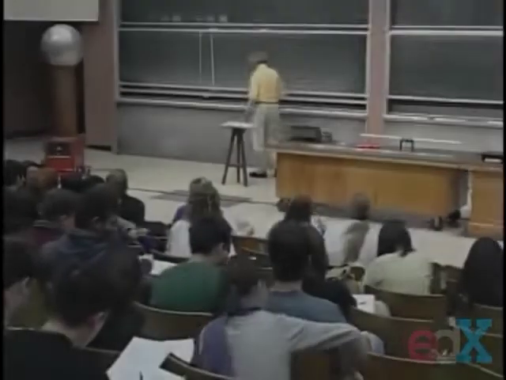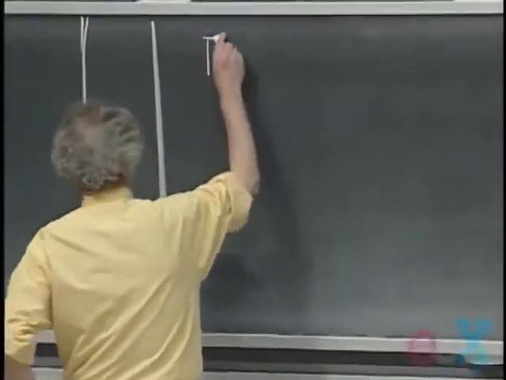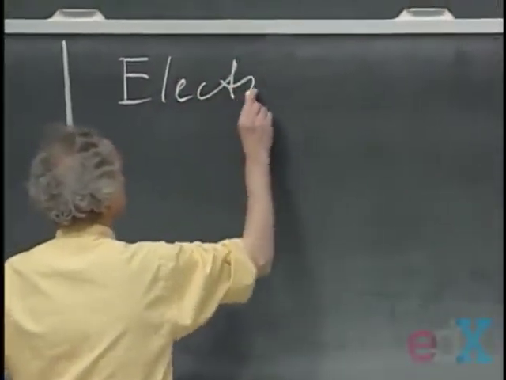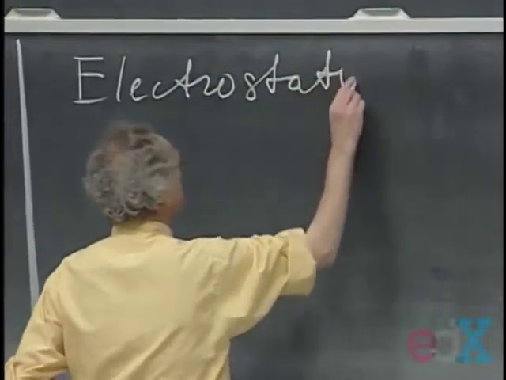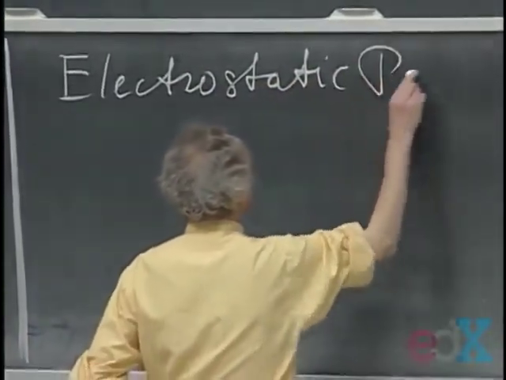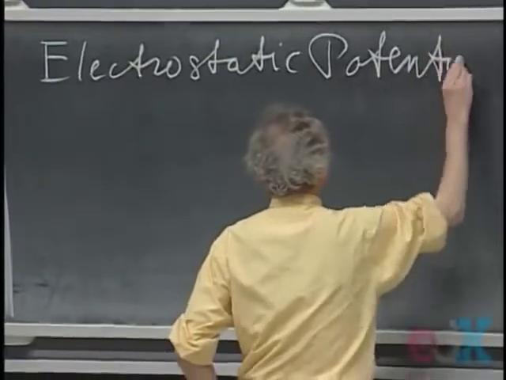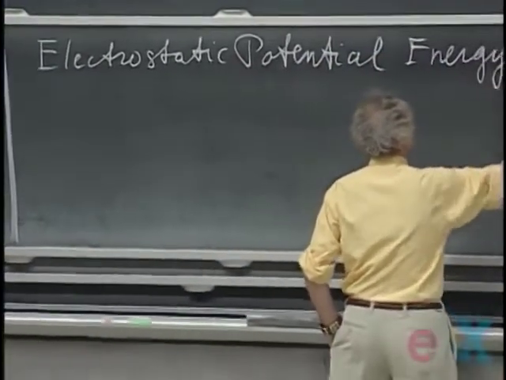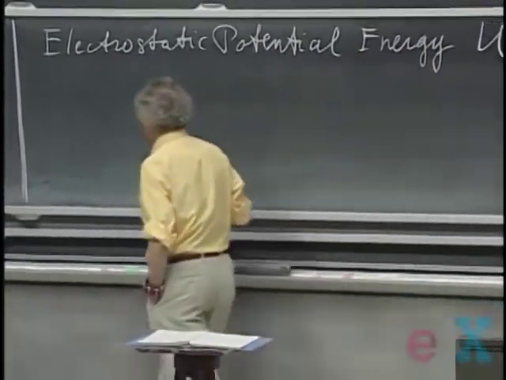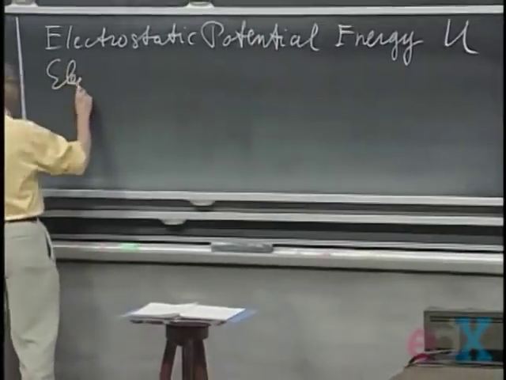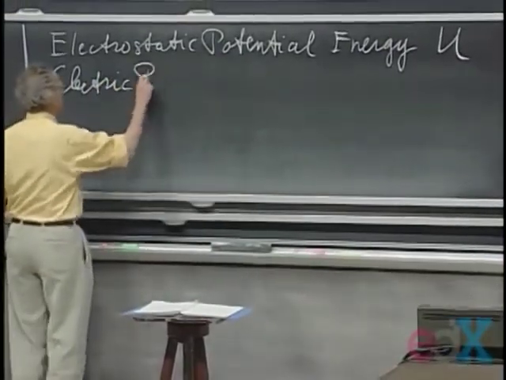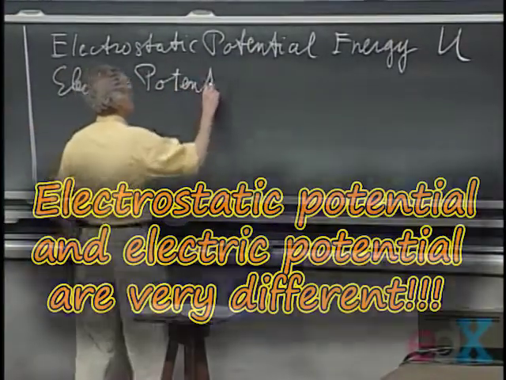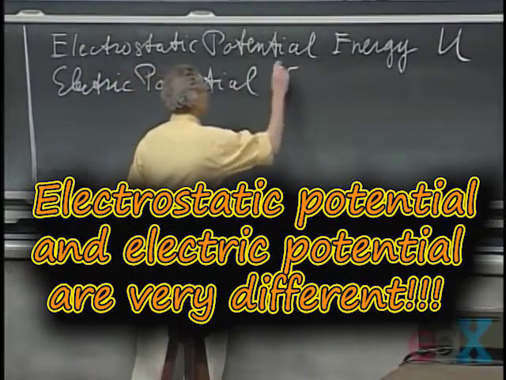We're going to talk about, again, some new concepts. And that's the concept of electrostatic potential energy, for which we will use the symbol U, and independently, electric potential, which is very different, for which we will use the symbol V.